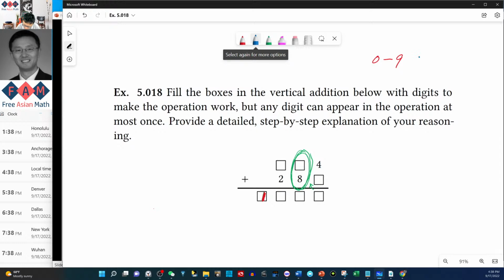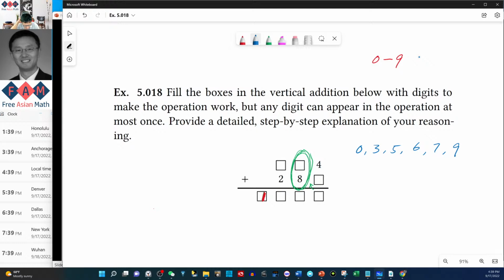So we have 1, 2, so we have 0 available. 3, 5, 6, 8 is used. 7, 9. Right? So now we have to consider what's going down. After this, where should we start?